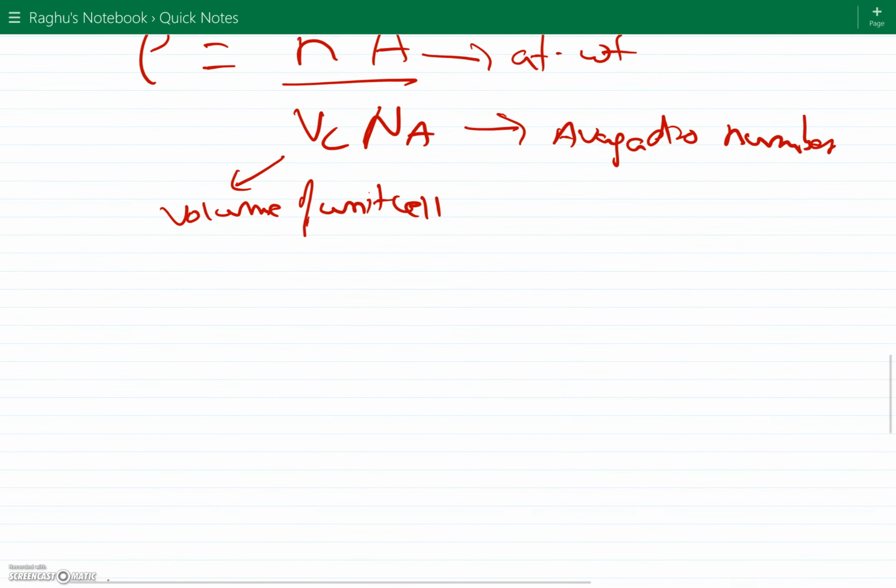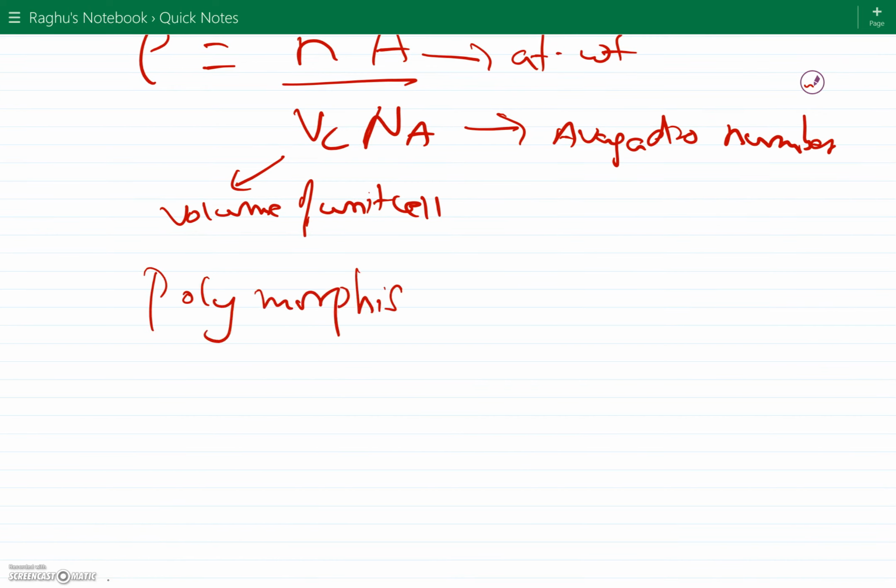Okay, so each of these elements can have different crystal structures. They exhibit different crystal structures. We talked about that as polymorphism. So the diamond, graphite, iron, and then tin, there are these different examples. We also call this allotropy. So it doesn't matter what you call them, it's either polymorphism or allotropy.